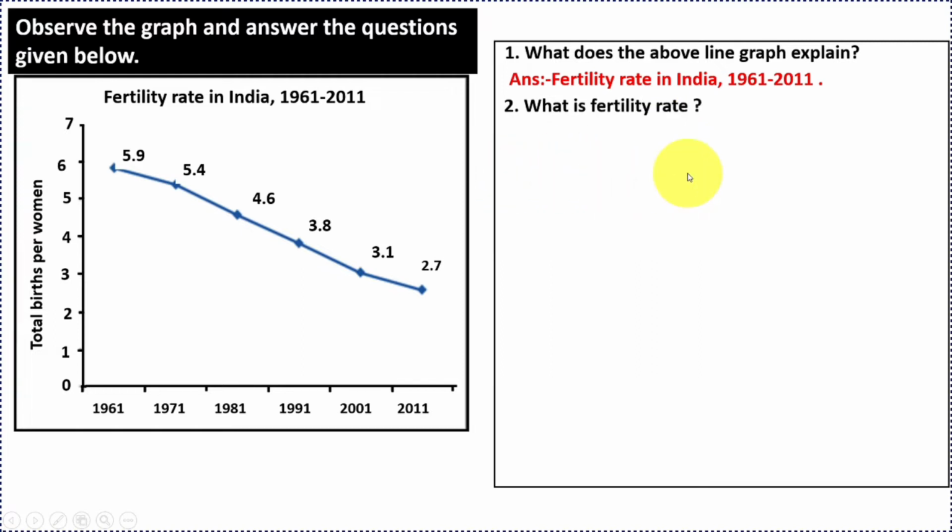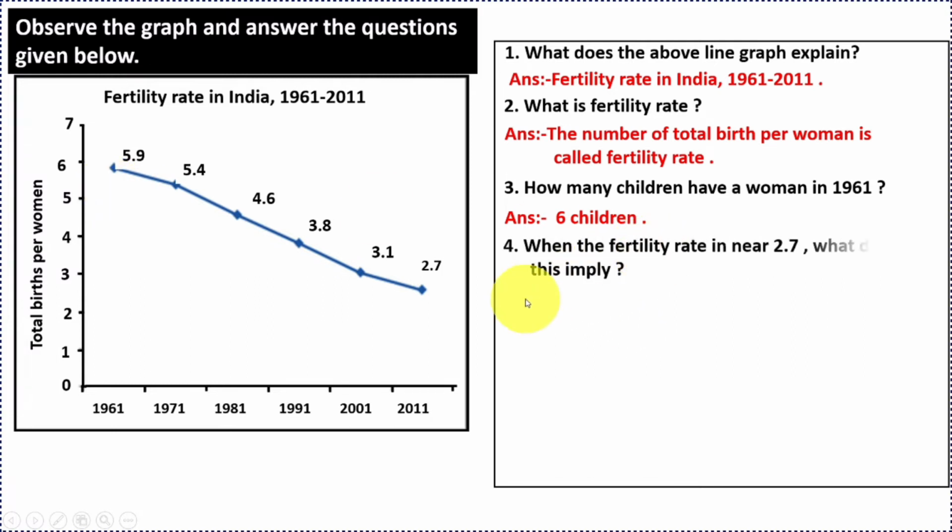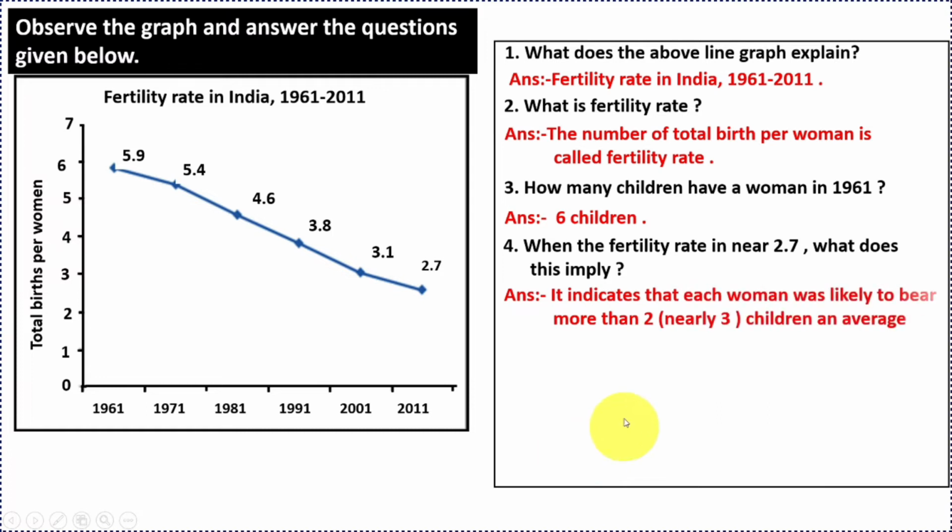What is fertility rate? Fertility rate means the number of total births per woman. How many children did a woman have in 1961? It was 5.9 in 1961, which means around 6. When the fertility rate is near 2.7, what does it imply? It indicates that each woman was likely to bear more than 2 children, that is nearly 3 children on average.